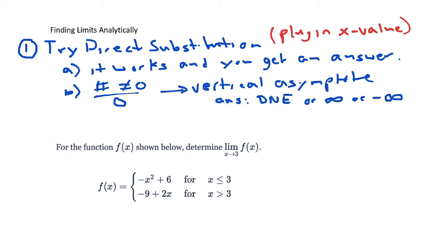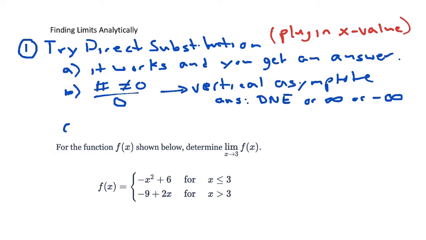So you may get something that when you plug it in, you either get does not exist, which is always the safest thing. I mean, if you have a choice to get does not exist, then that's what you should put. If you have to make a determination about infinity or negative infinity, then we have to look at some signs, the sign on the numerator and the sign on the denominator. But if you can choose does not exist, by all means, that's key.